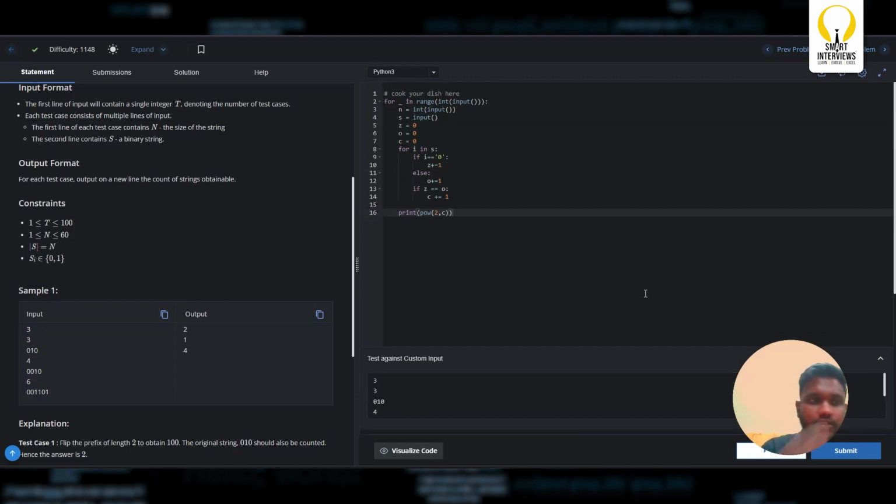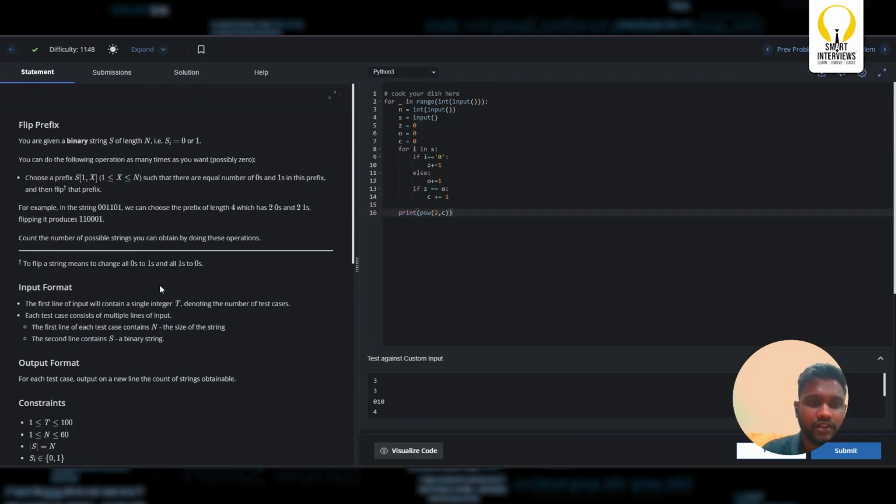So the logic was quite simple. We only had to figure out how many strings are being generated. When we reach the end, we are able to generate a total of 2 power c strings, where c is the number of prefix substrings where we have equal zeros and ones. So this is the third solution. Let's move on to our fourth solution and see.